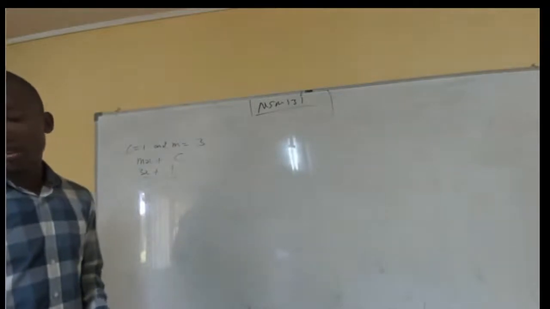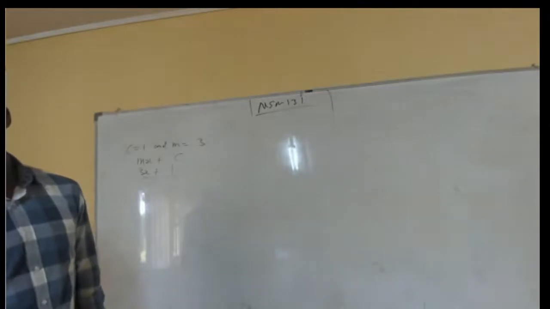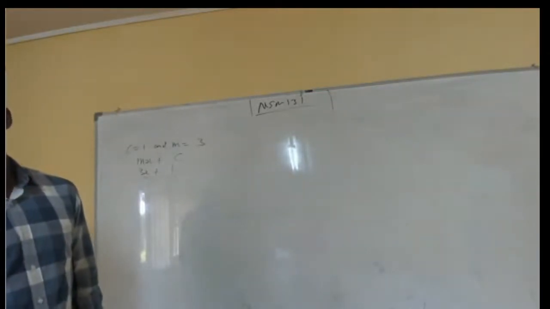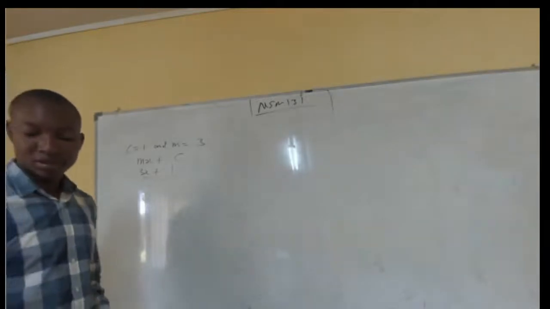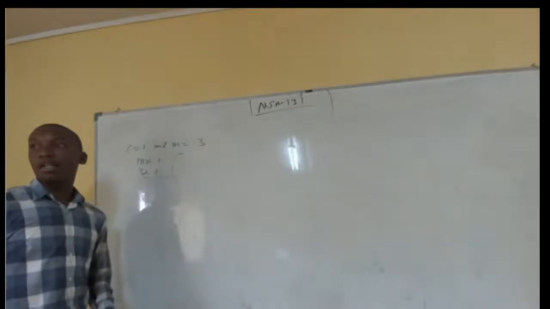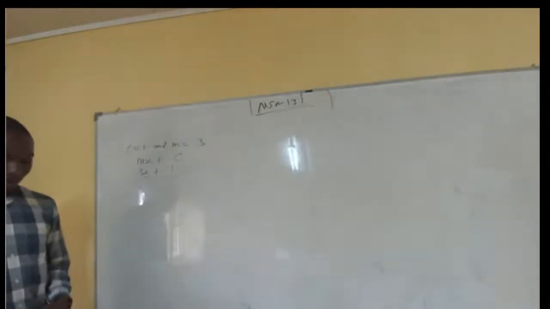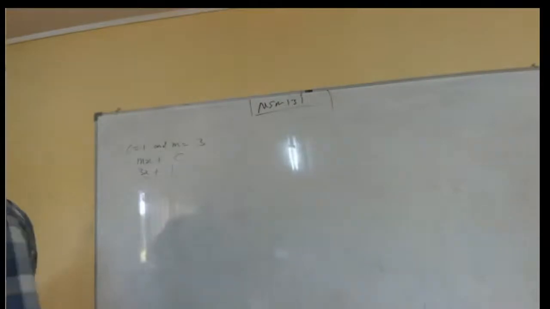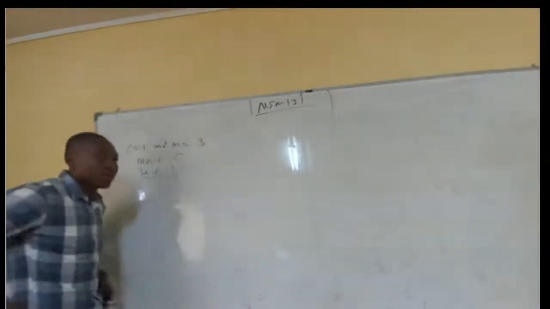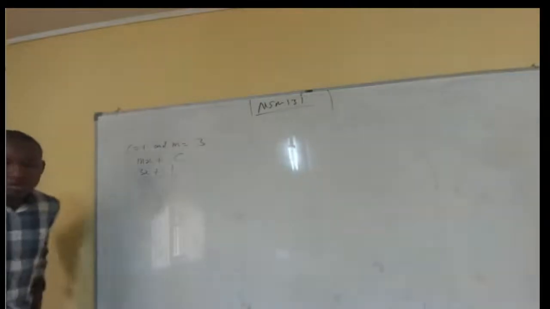Okay, so question 17 says simplify these algebraic fractions, leaving the answers in their lowest terms. We're trying to simplify, leaving the answers in their lowest terms. Okay, so how do we get there? Simplifying shouldn't be a problem for anyone.